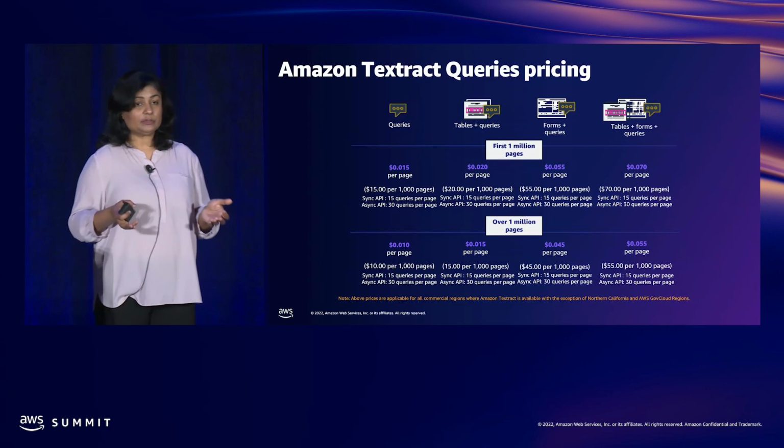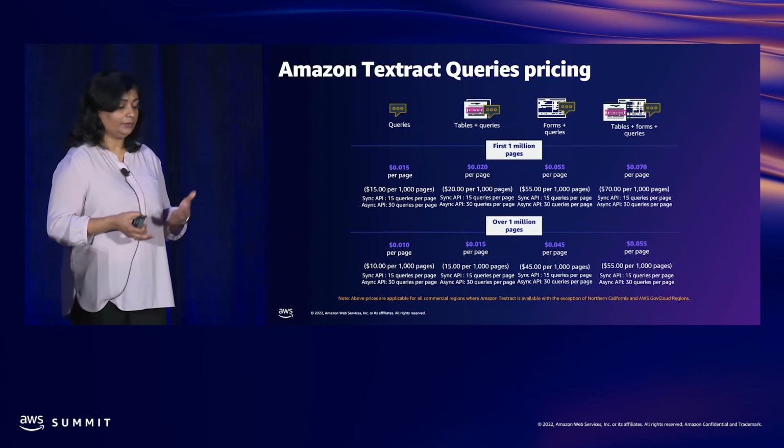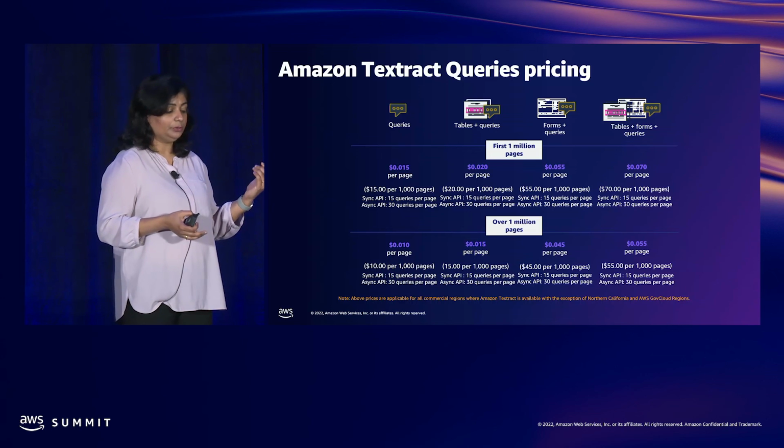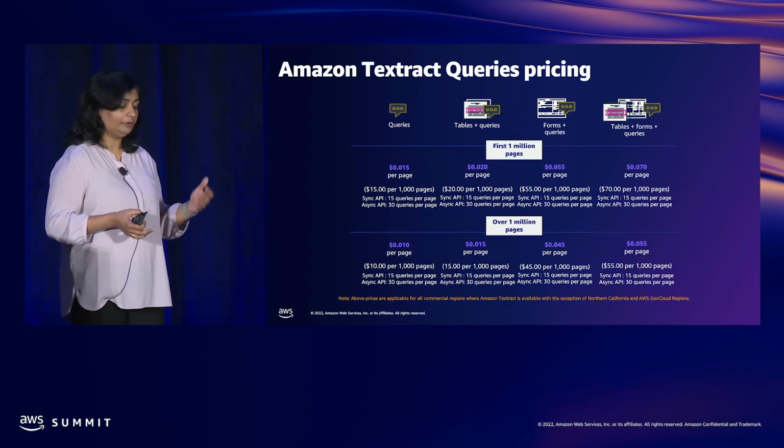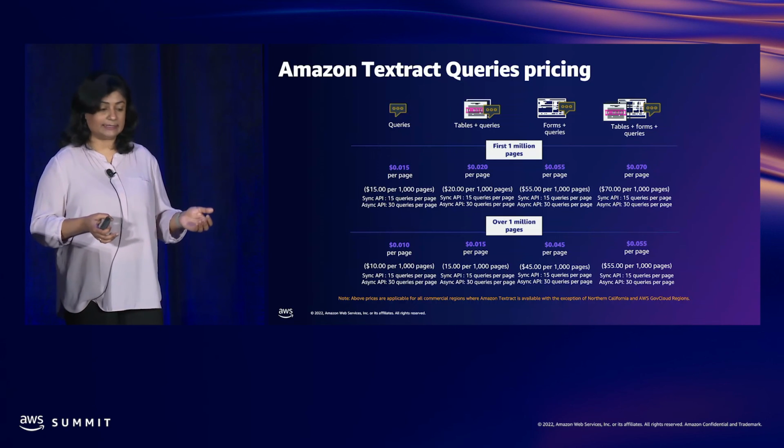And then we also have customers who want to combine with forms. And if you do that, then you are charged $55 per 1,000 pages for the first tier and $45 per 1,000 pages for the second tier.